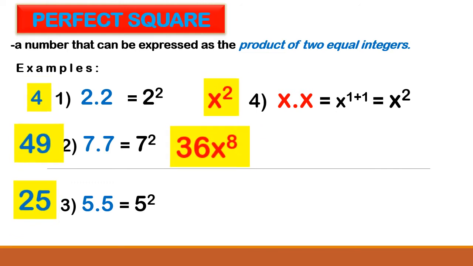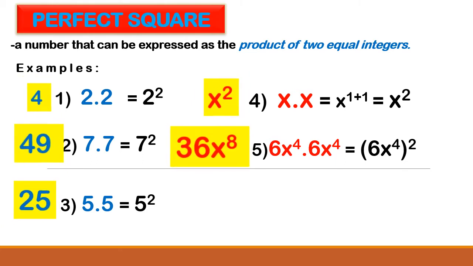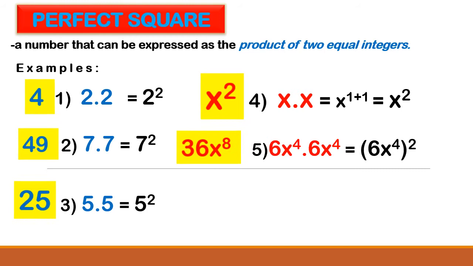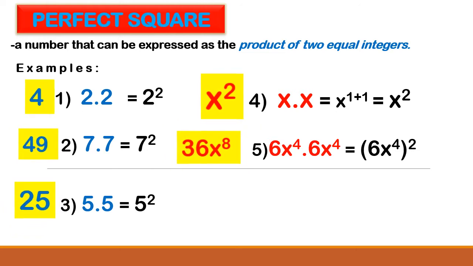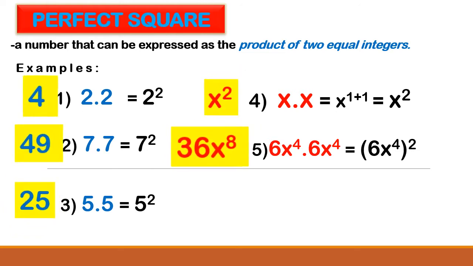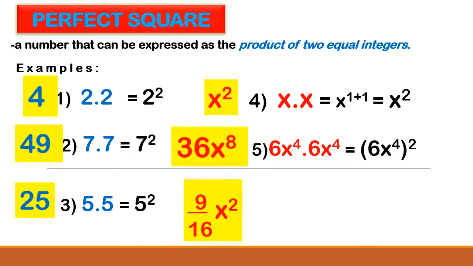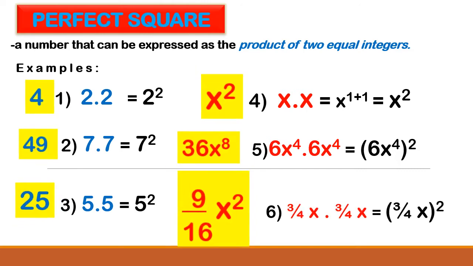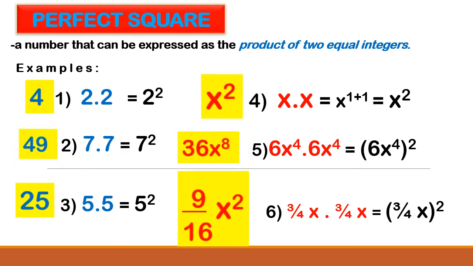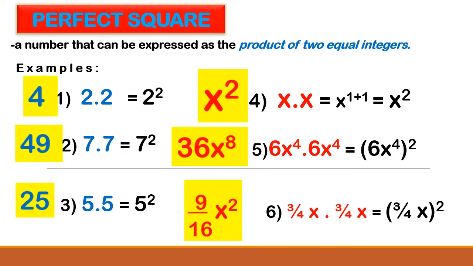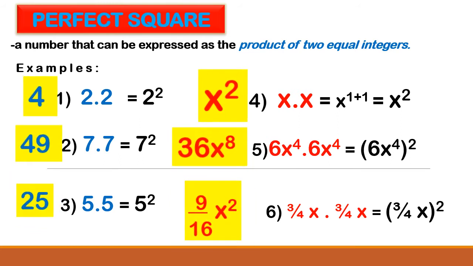Another example is 36x to the 8. 36 can be expressed as 6 times 6, and x to the 8 can be expressed as x to the 4 times x to the 4. Therefore, we have 6x to the 4th times 6x to the 4th, or the quantity 6x to the 4th squared. Another example is 9 over 16x squared. 9 can be expressed as 3 times 3, 16 as 4 times 4, and x squared as x times x. So we have 3/4 x times 3/4 x, which is equal to the quantity 3/4 x squared.